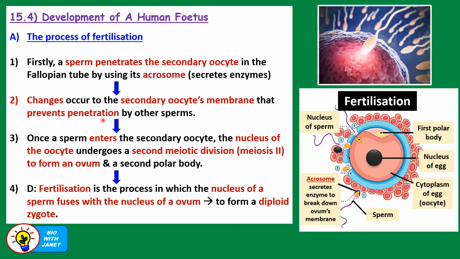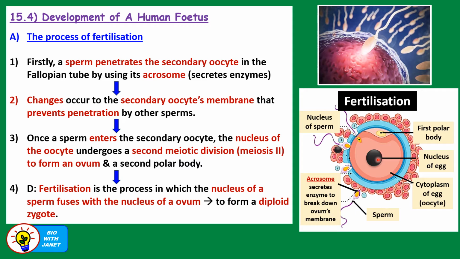Changes will occur to the secondary oocyte membrane that prevent penetration by other sperms, so only one sperm can enter the cytoplasm of the secondary oocyte. Once the sperm enters, here is the cytoplasm of the secondary oocyte. Here we have the first polar body, another cell produced beside the secondary oocyte during meiosis 1. This first polar body is not used at all. It's the secondary oocyte that is the important cell and carries the chromosomes for the next generation.